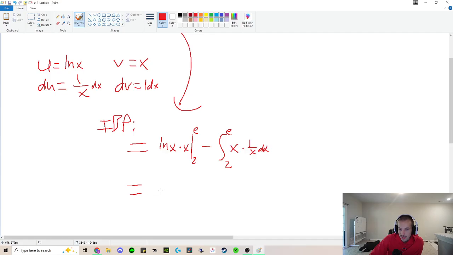So this is going to be ln of e. Well, what is ln of e? Ln and e cancel, remember? So this is just going to be 1. It's like ln of e to the 1. These guys cancel, and you're left with just 1. So we're going to have 1 times e minus 2 ln 2.